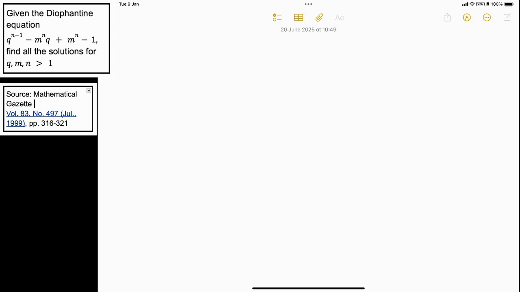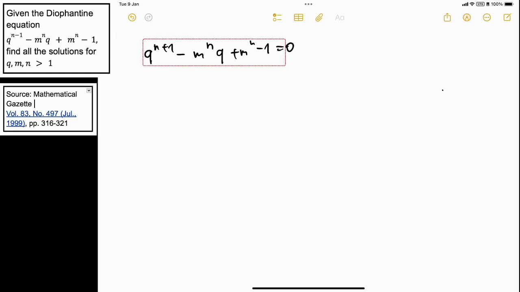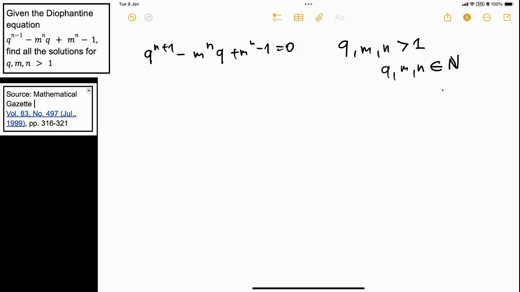All right, let me write it down again. q^(n+1) minus m^n q plus m^n minus 1 equals 0. We find solutions when q, m, and n are more than 1, and because it's a Diophantine equation, we assume that q, m, and n are all integers.